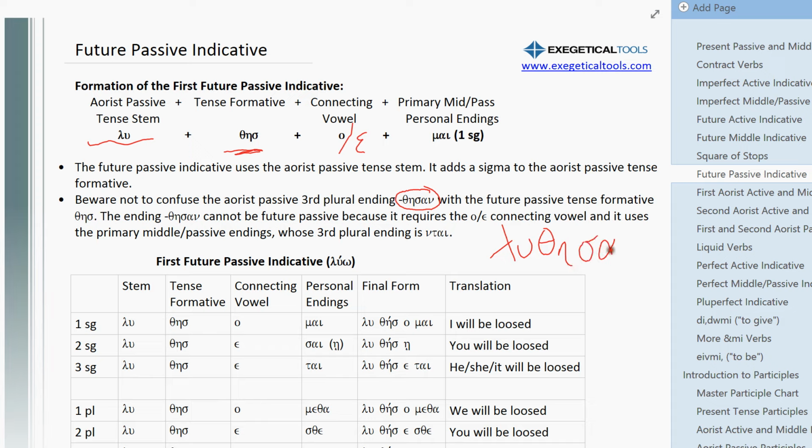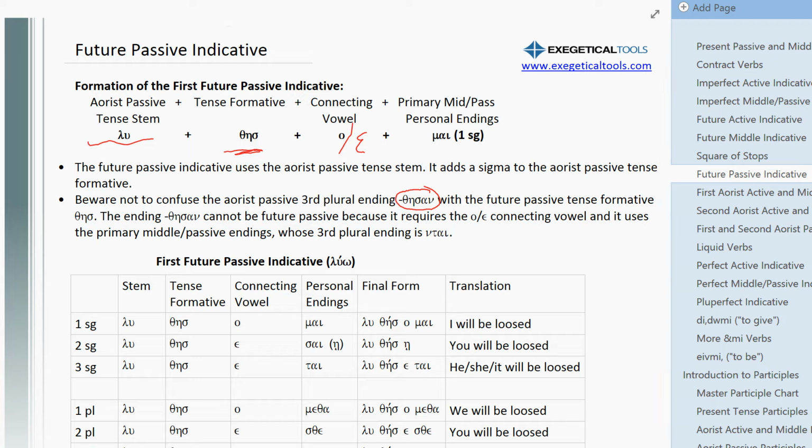So this could accidentally look like the future passive, but you know it's not, because the future passive requires an omicron epsilon variable connecting vowel. And you can't have nu for an ending either, because you use the mai, sai, tai, metha, sthe, ntai endings. So just be aware of that. That's one form where you're going to see the thēs, but it's not going to be future passive.